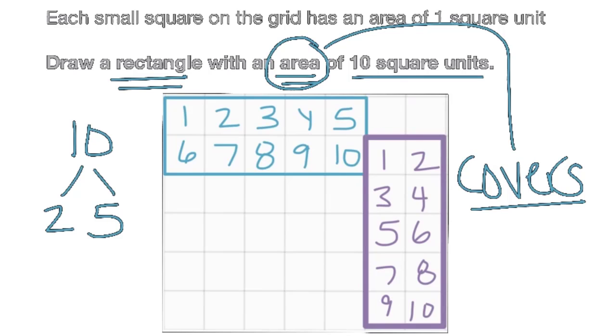So any rectangle that you can draw on the grid that either covers 2 rows of 5 square units or 5 rows of 2 square units is a rectangle with an area of 10 square units.